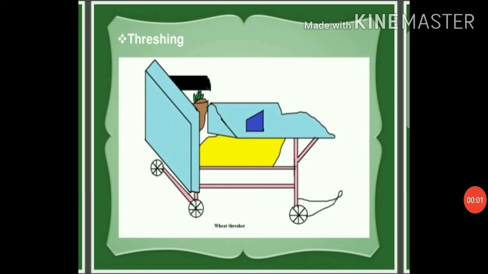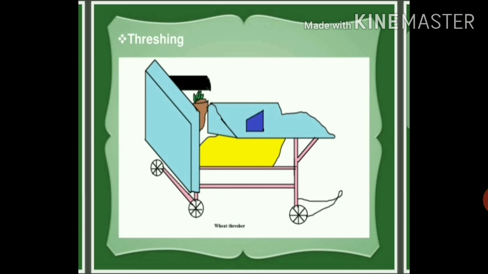So now students, let's talk about threshing. Threshing is used for separating seeds from the harvested stalks. So to separate grains and seeds from harvested stalks, we use threshing. So threshing is a method of separating seeds from the harvested stalks.